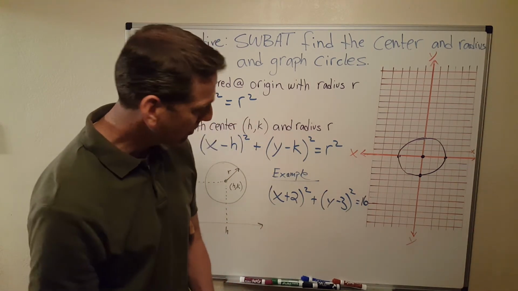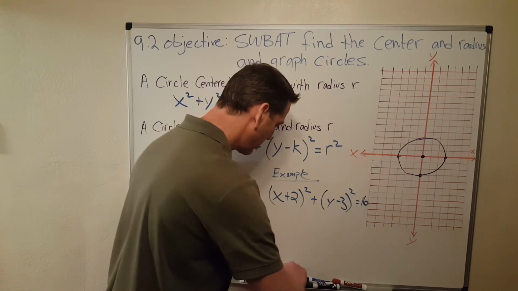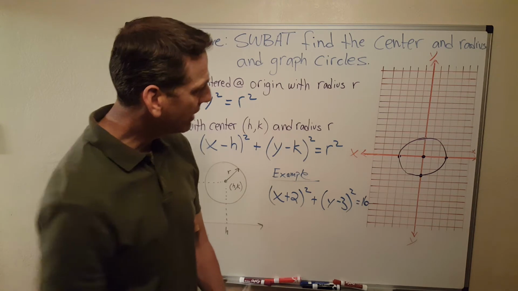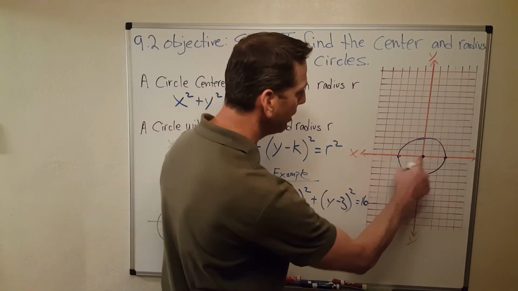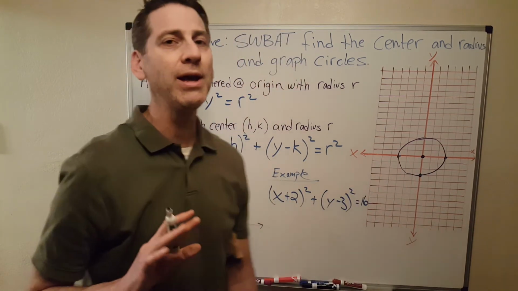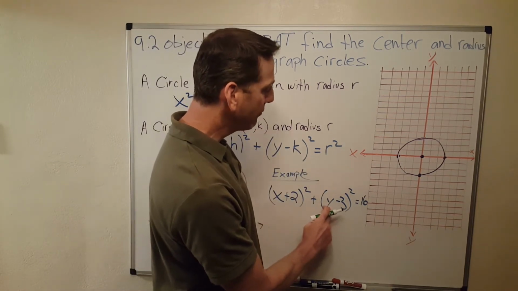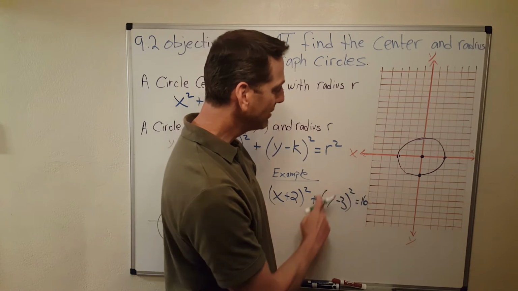Let's do this with a different color here. I'll use green. So I know that I'm going to be shifted 2 to the left. Now, what about my vertical shift? What value for y would make this equal to 0?